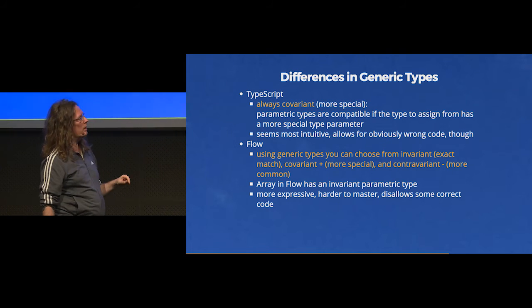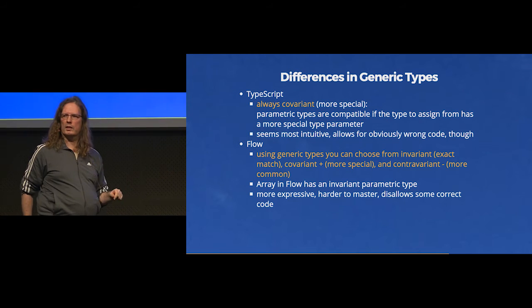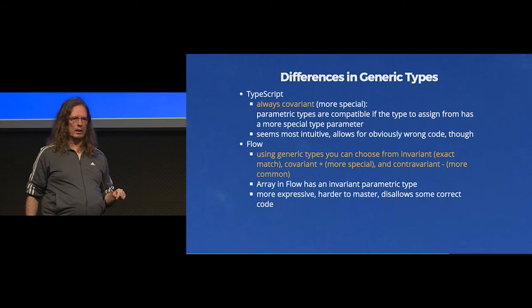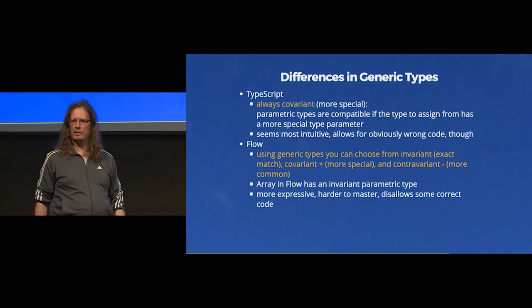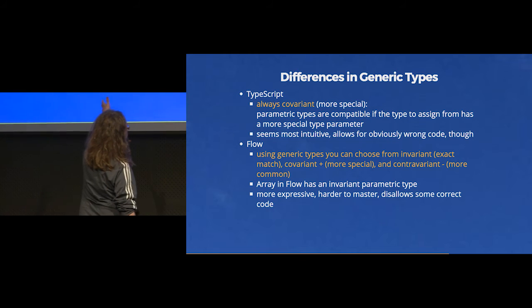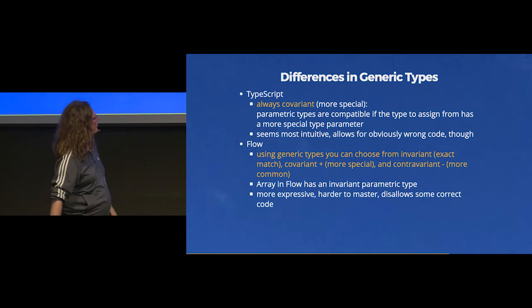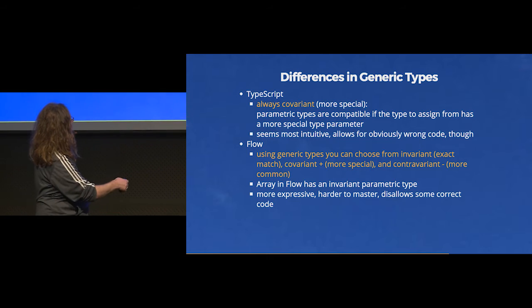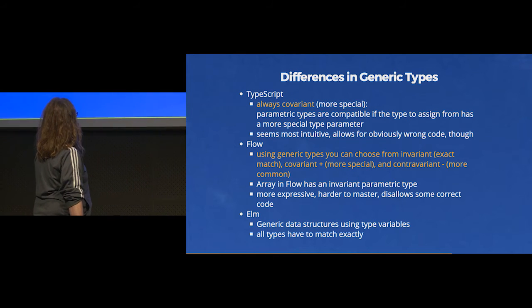The array that we're using uses exact match. That means invariant. And you can also choose covariant or contravariant. I think that's the same as in Scala. Can someone confirm, definition side variance, is it true? No one nods, but no one also shakes their head. Probably true. That is more expressive, but it's also harder to master, and it also disallows some correct cases. Yeah, because you have to understand what that means now. In this case, you probably don't have to understand it.